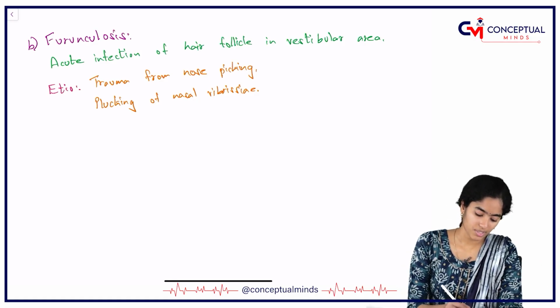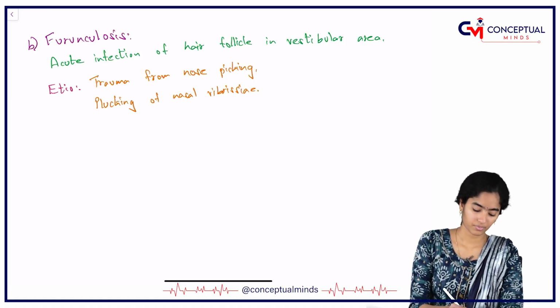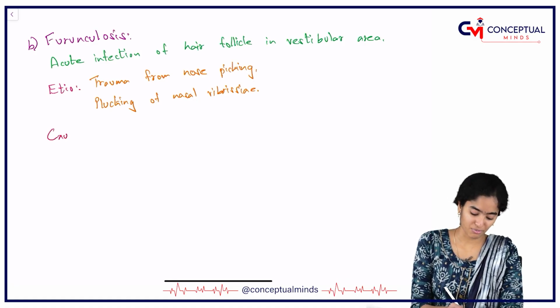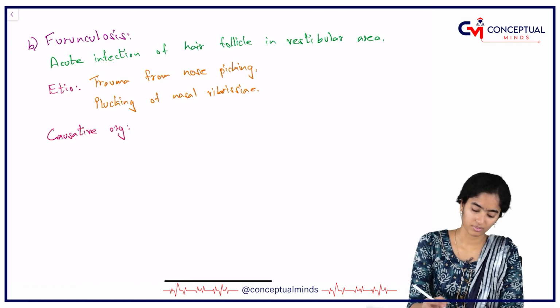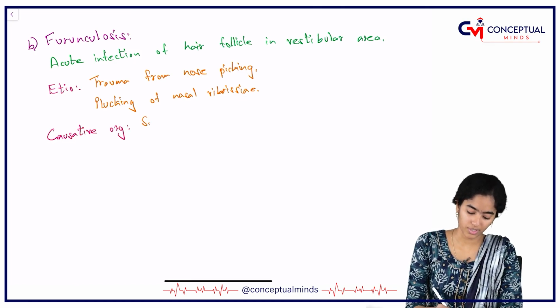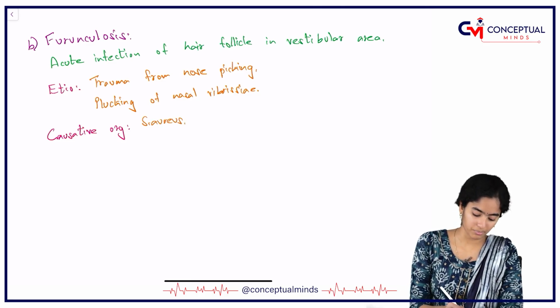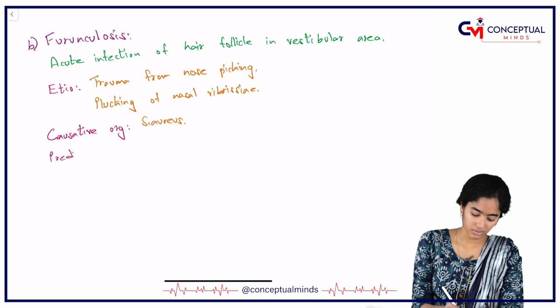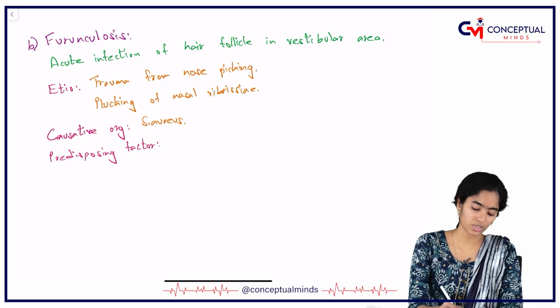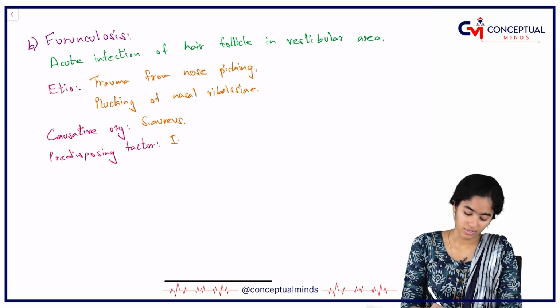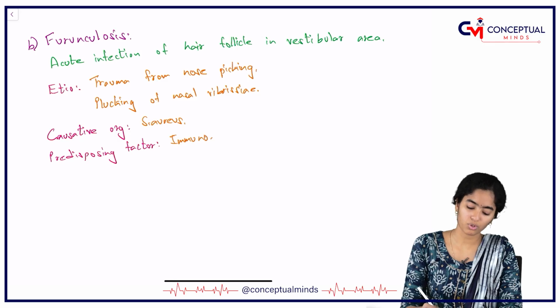And what is the causative organism? Again, Staph aureus. Most common causative organism is Staphylococcus aureus. And you have to remember that there is a predisposing factor here. Usually, furunculosis does not occur in everybody. It occurs in people who are immunocompromised.